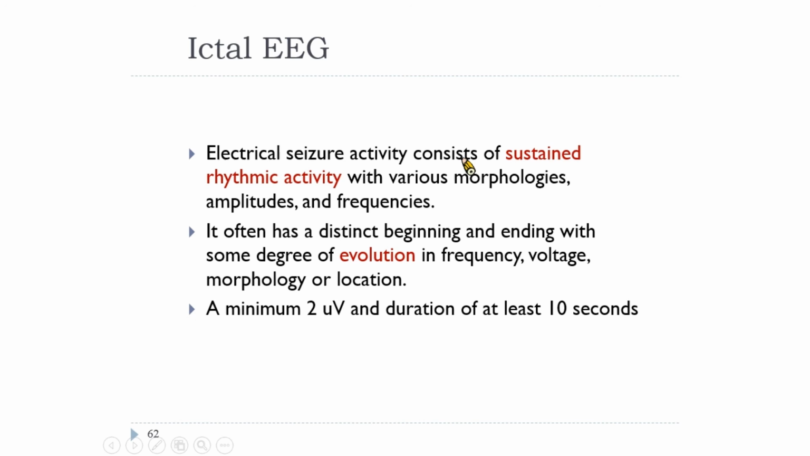Interictal EEG is important, but ictal EEG is crucial. Electrical seizure activity consists of sustained rhythmic discharges with various morphologies, amplitudes, and frequencies. It often has a distinct beginning and ending with some degree of evolution in frequency, voltage, morphology, or location. A minimum 2 microvolt and duration of at least 10 seconds are required.